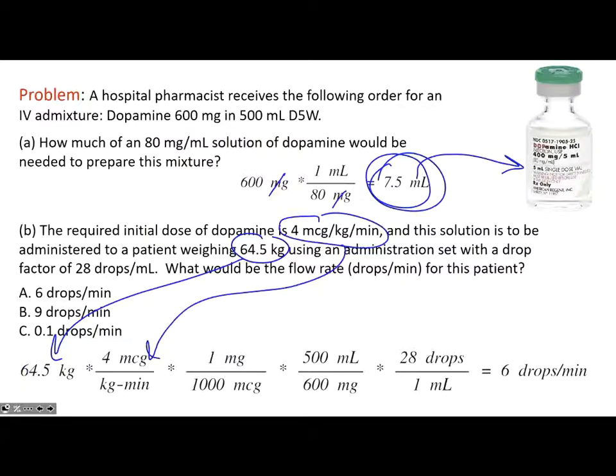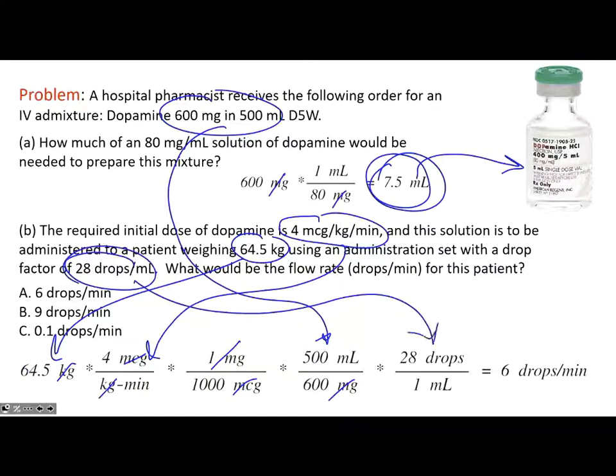So 64.5 kilograms times 4 micrograms per kilogram per minute. That cancels the micrograms. Let's convert micrograms to milligrams by dividing by 1,000. Then let's take the concentration of this bag you just made and multiply it so that milligrams cancel, and I'm on milliliters. And the last step would be to take the drop factor here to convert it to drops per mil. So I got 6 drops per minute. That's a pretty nice round number, would you agree?